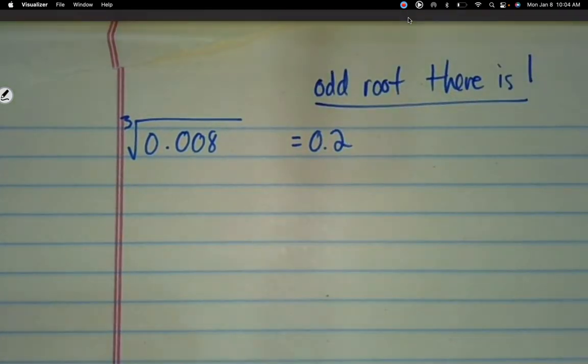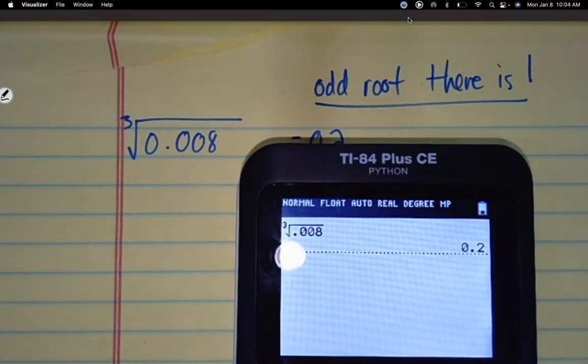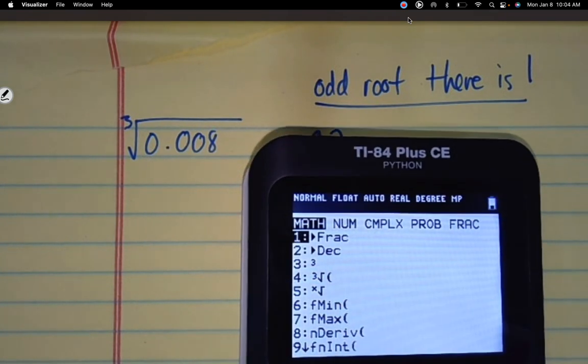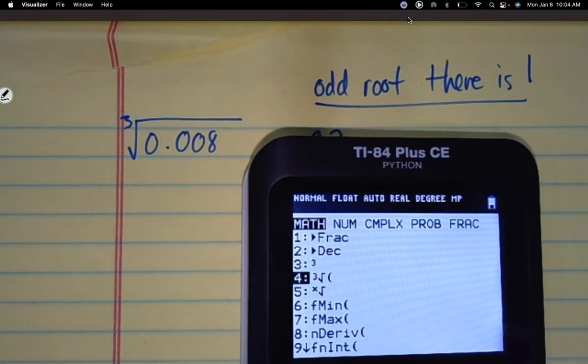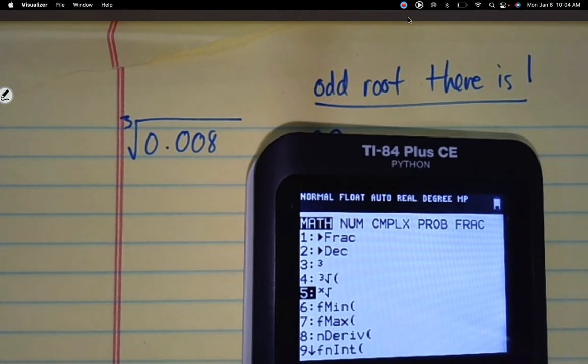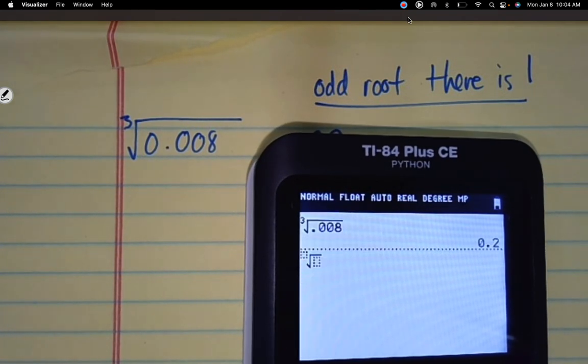Again, you press math, and then you see the number 4. Look, number 5, you can pick your number. See my number 5, how it has an x right there? That means I can pick what number goes there, like if I need a 4th root or a 5th root or whatever.